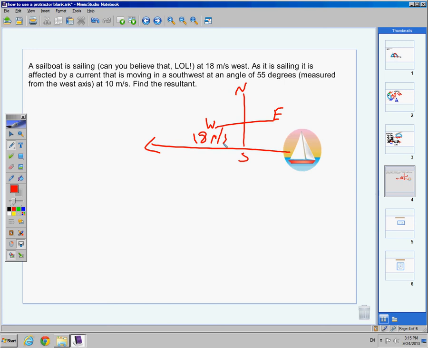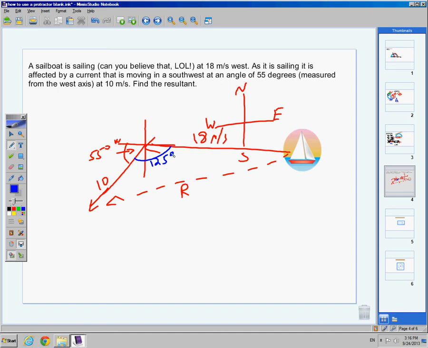West is left for us. And then it's going to sail at a southwest, which is going to be in this general direction at 55 degrees measured from the west axis, and it's going to go for 10. So this is 10, and this angle here should be 55 degrees because this is the west axis, and it's going to be below that because we're on a southwest direction, and our general resultant is going to look like this. So let's look at this here. If that's 55, we know that this angle is going to be 180 minus 55, and it gives me 125 degrees.